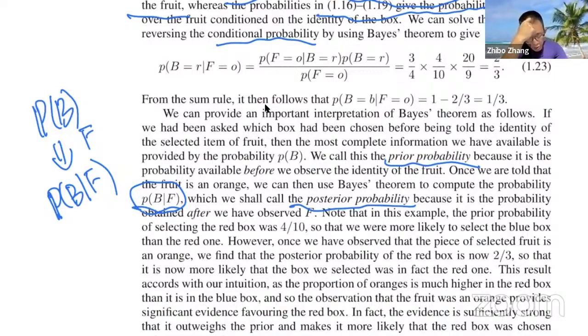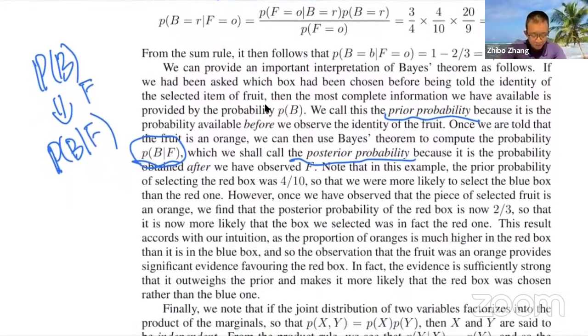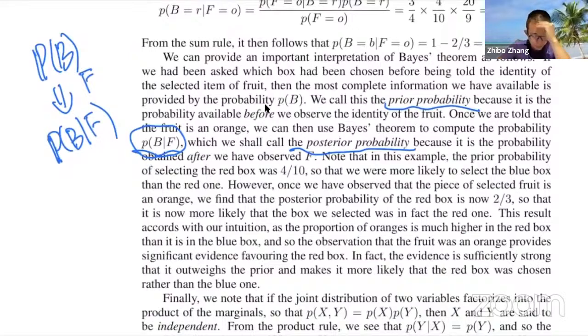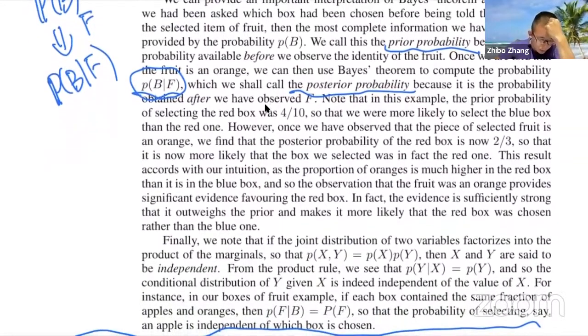The result accords with our intuition, as the proportion of oranges is much higher in the red box than it is in the blue box. And so the observation that the fruit was an orange provides significant evidence favoring the red box. In fact, the evidence is sufficiently strong that it outweighs the prior and makes it more likely that the red box was chosen rather than the blue one.